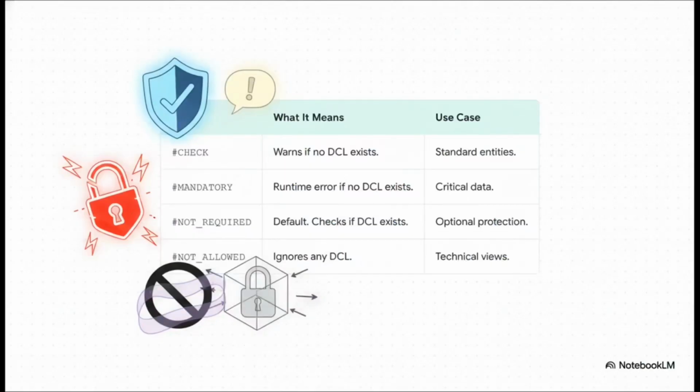And this one line gives you really precise control. As a developer, your standard choice is probably going to be #check. This basically tells the system, hey, this data should be protected and give me a warning if I forget to create the DCL rules for it.